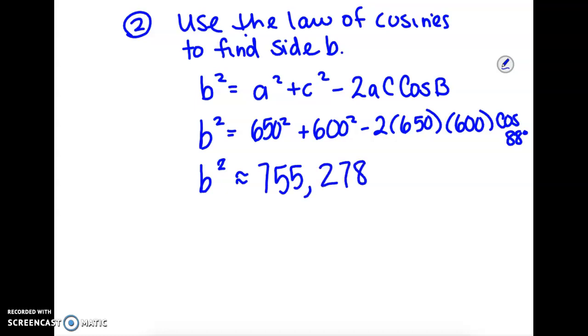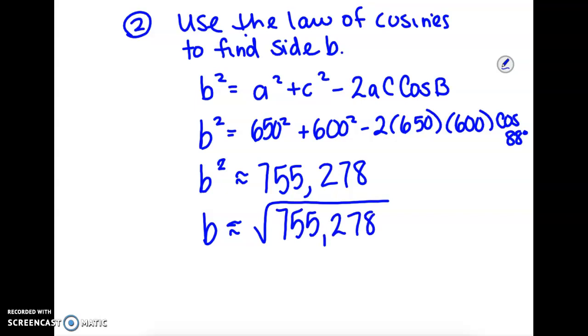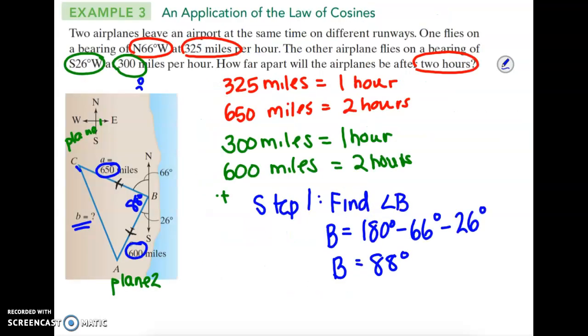755,278. We then want to undo that b squared, so we're going to square root both sides. That b value is about 869 miles. What did we find out? That those two planes are about 869 miles apart. So here's plane 1, and here's plane 2. This distance that we just found is 869 miles.